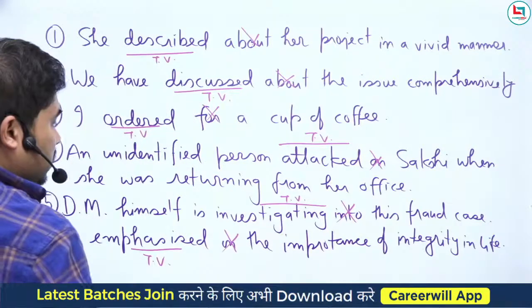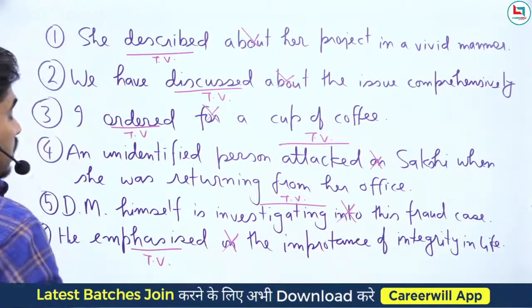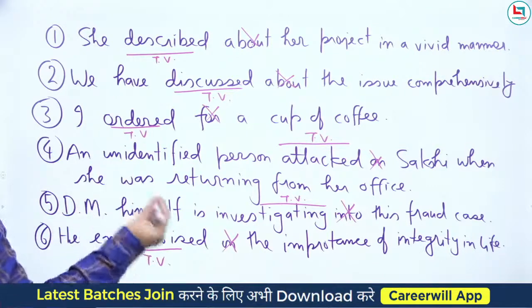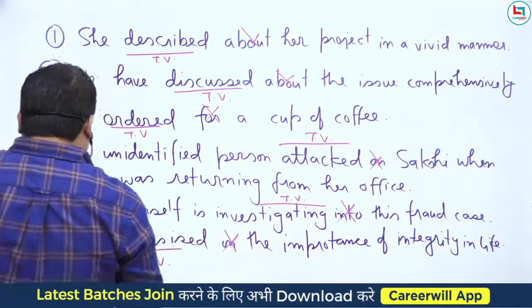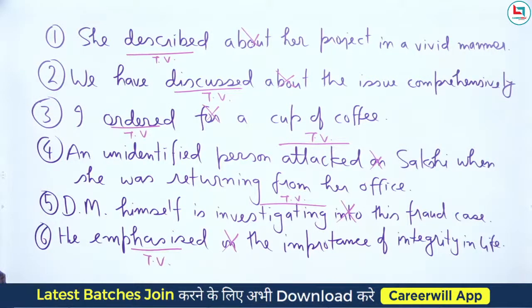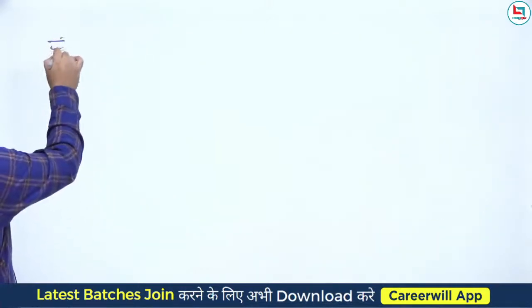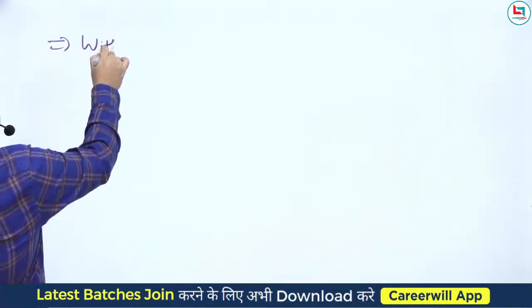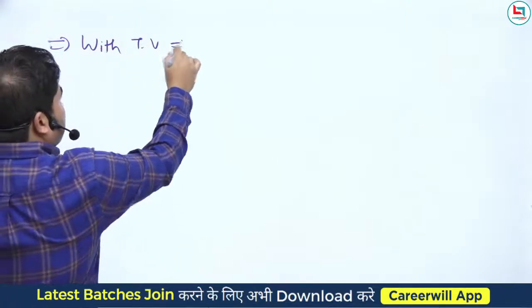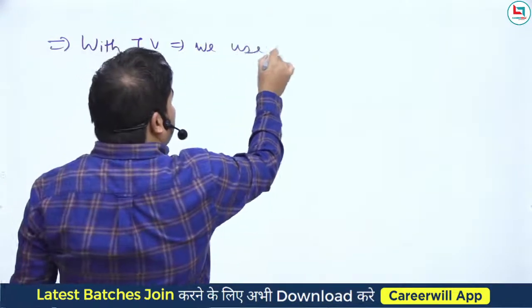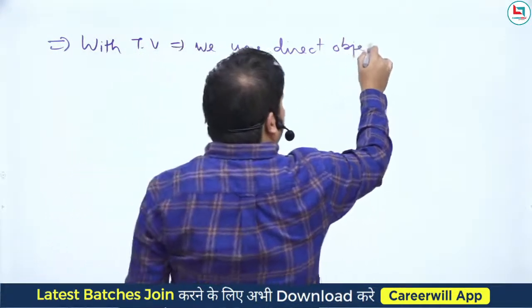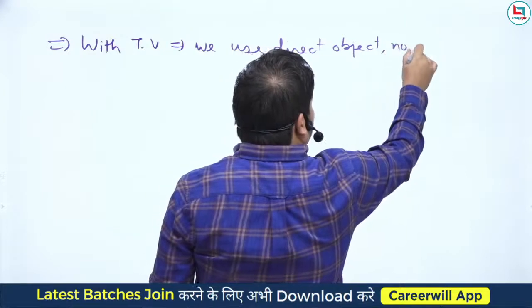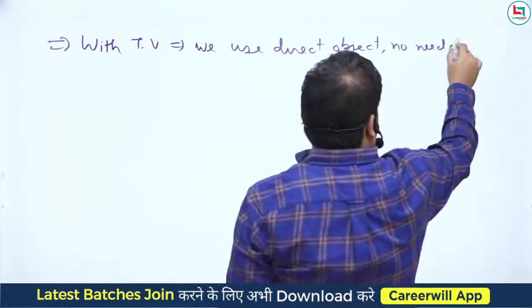DM himself is investigating this fraud case. Looking into equals investigate. Look into is a phrasal verb, right? And emphasize will not take on. So this is the lesson you get out of these sentences, right? What? With a transitive verb, we use a direct object, right? No need of a preposition before the object.